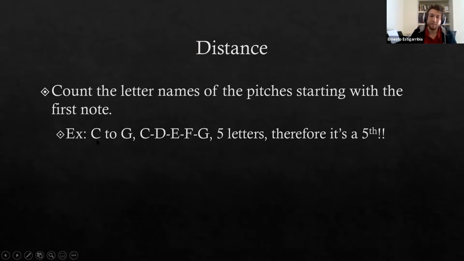An interval from a C to a G, we will have to count starting with a C, with all the letter names. So C 1, D 2, E 3, F 4, G 5. That's 5 letters. Therefore, C to G is a fifth. Is that clear to everyone?